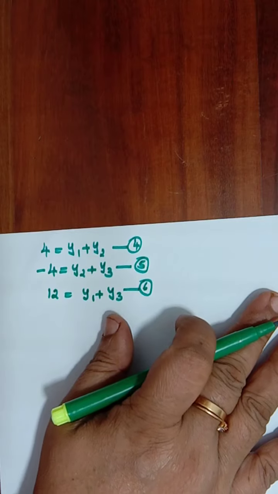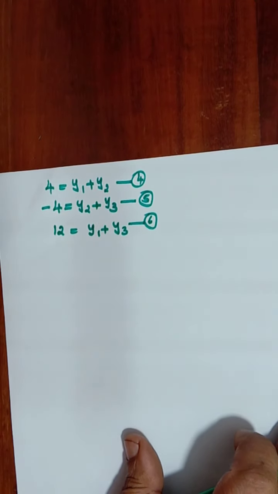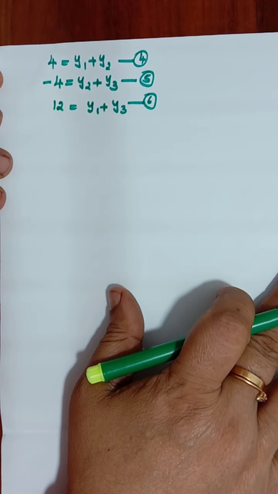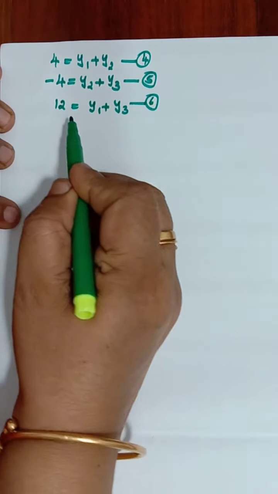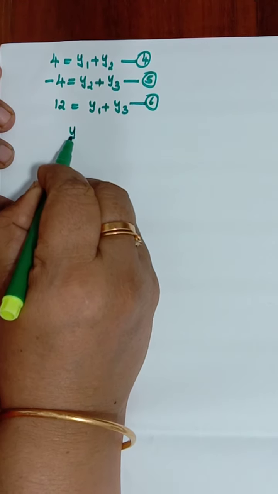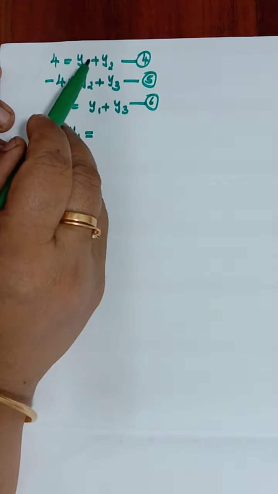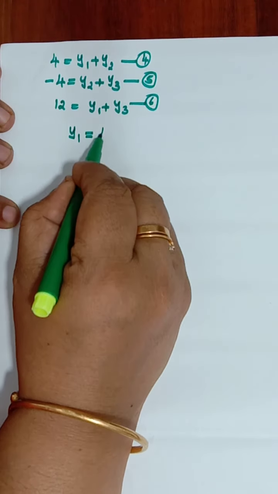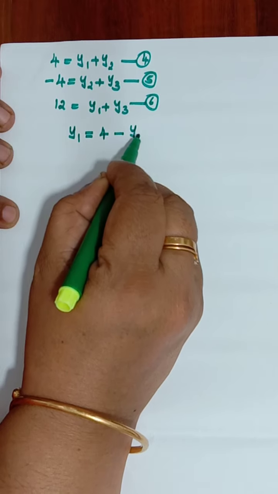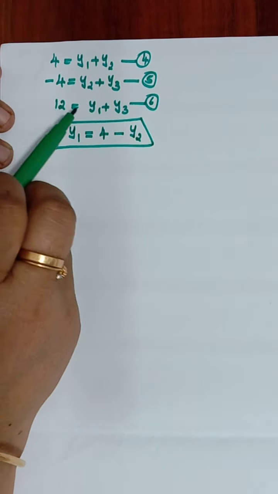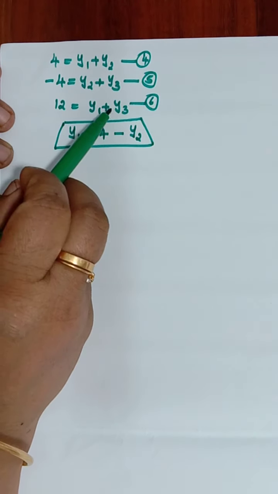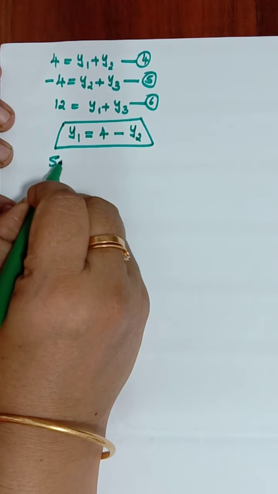Let us find out how it is. Now how to eliminate this? What is the method? First, the fourth equation we will transfer. We can take it as y1 is equal to 4 minus y2, taking y2 to the other side. This we have to substitute wherever there is y1, that is in the sixth equation.